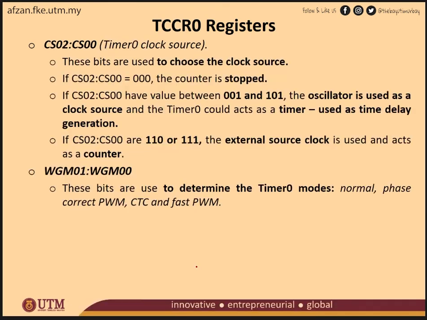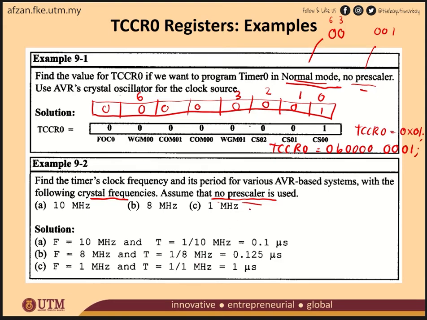For example, if you use a prescale of 8, the frequency F you need to divide by the prescale. Since here there is no prescale, our prescale equals 1, so you get back your frequency value. In this timer you have three or four formulas that you need to know or memorize.